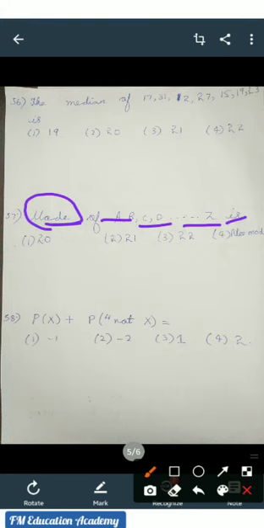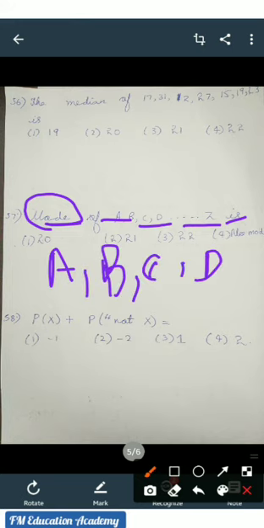Next, mode of a, b, c, d up to z is how much? What do you mean by mode? Mode means the common elements. But if you observe a, b, c, d, no alphabet is repeating up to z. All are different only, so there is no similarity between the alphabets. So we can say the mode of a, b, c, d up to z is no mode.